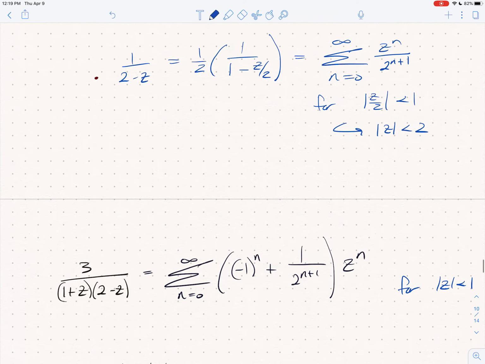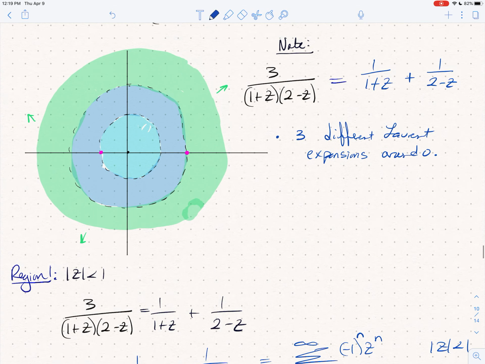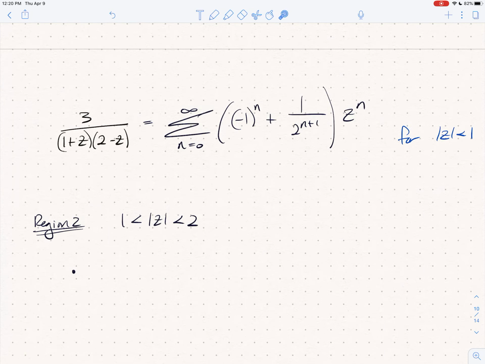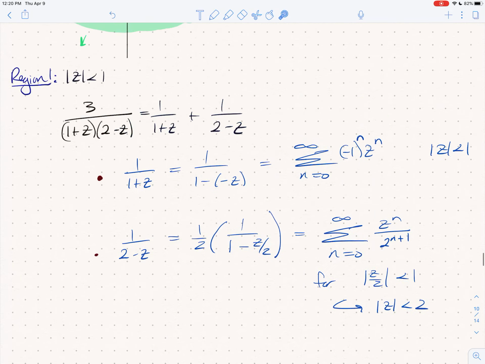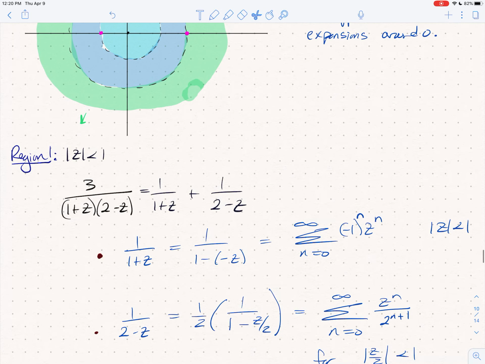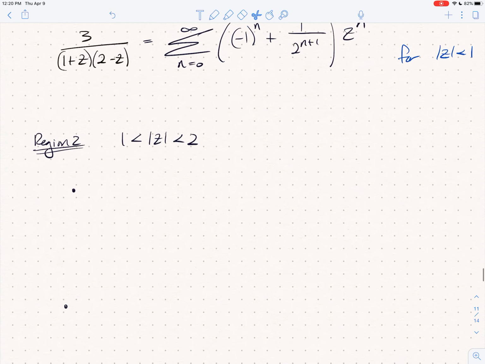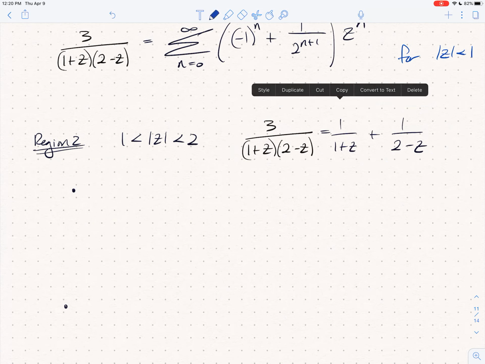Okay, so now we're on to region 2. Region 2 is this purple disk in the middle, and so we should capture the equation, right? I'm saying that the modulus of z needs to be bigger than 1, but less than 2. And so, again, I'm going to look at my two pieces. Let's just copy those and write those down.